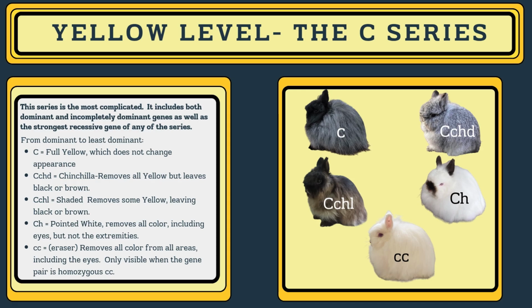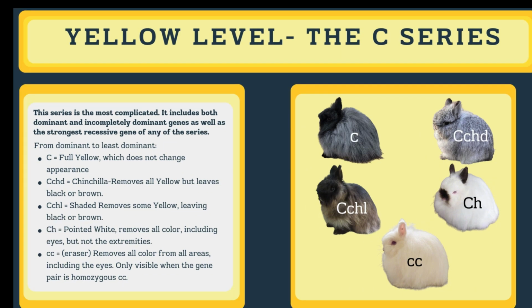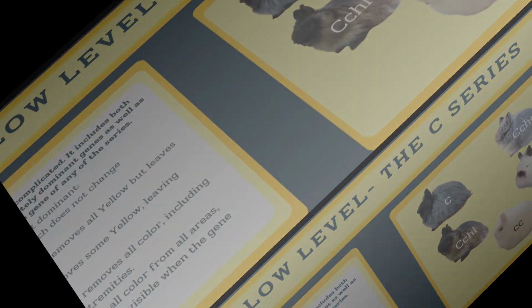Lowercase c^h equals pointed white, which removes all color including the eyes, but not the extremities. Lowercase cc is a ruby-eyed white. It removes all color from all areas including the eyes. It is only visible when the gene pair is homozygous.